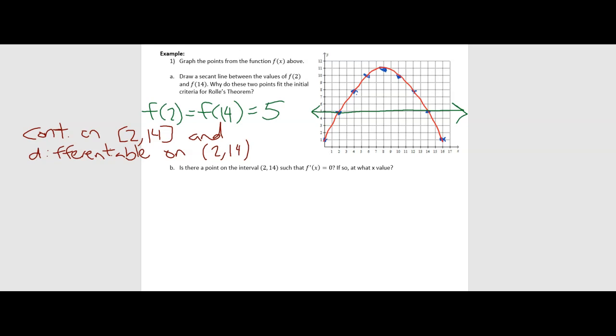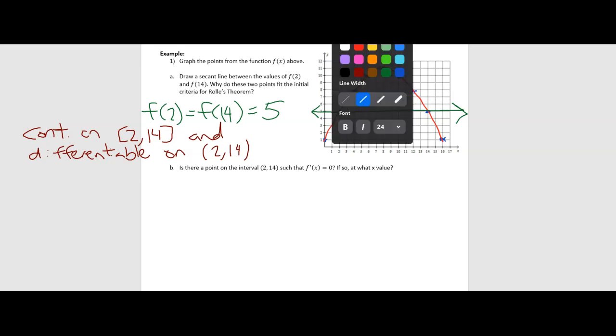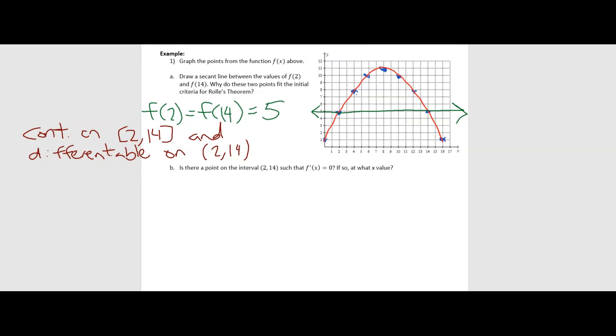Well, take a second to think about it. Is there going to be a tangent line that's horizontal on this graph? And we can see that there is. It's going to be right at the maximum of the parabola that we drew. All right, so yes, at x equals 8. So Rolle's theorem here holds. The initial conditions were met, which means we should have a point where the derivative is equal to 0, and we did, right at x is equal to 8.